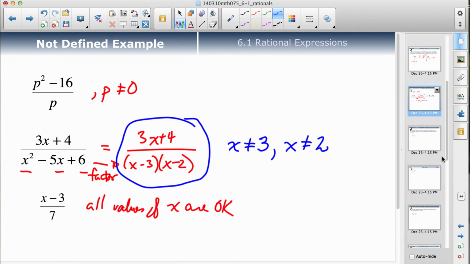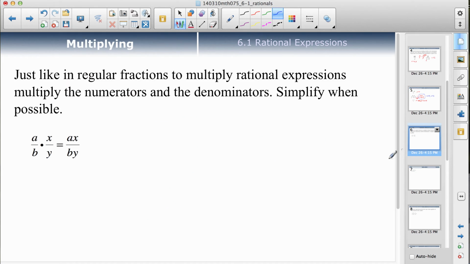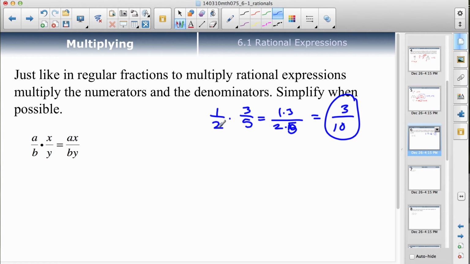Okay, now that we've got that out of the way, let's start looking at multiplying. When you're multiplying rational expressions, it's the same as multiplying fractions. If you have a half times 3/5, what you do is multiply the top, multiply the bottom. Whoops, I'm getting my answer before it's time. 1 times 3 is 3, 2 times 5 is 10. So that would be the answer to that question. I just multiplied the numerators and multiplied the denominators. So I can do that.